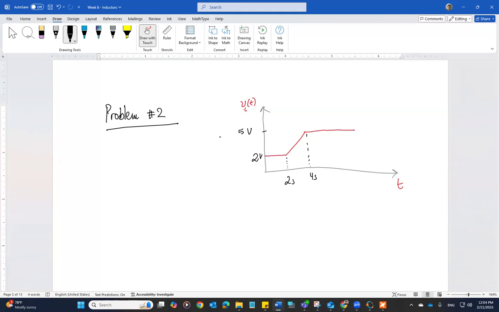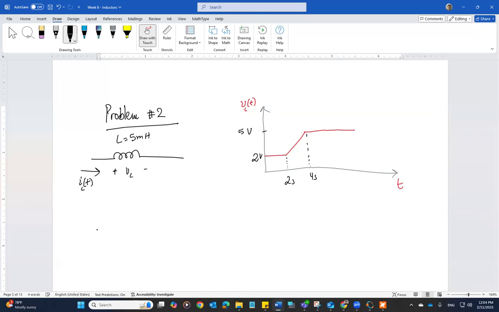So let's say the inductor L is given as 5 Henry, or let's do a smaller inductor, 5 millihenry maybe. Inductor is 5 millihenry. And you need to find out how much current is passing through the inductor when the voltage is given by this waveform.